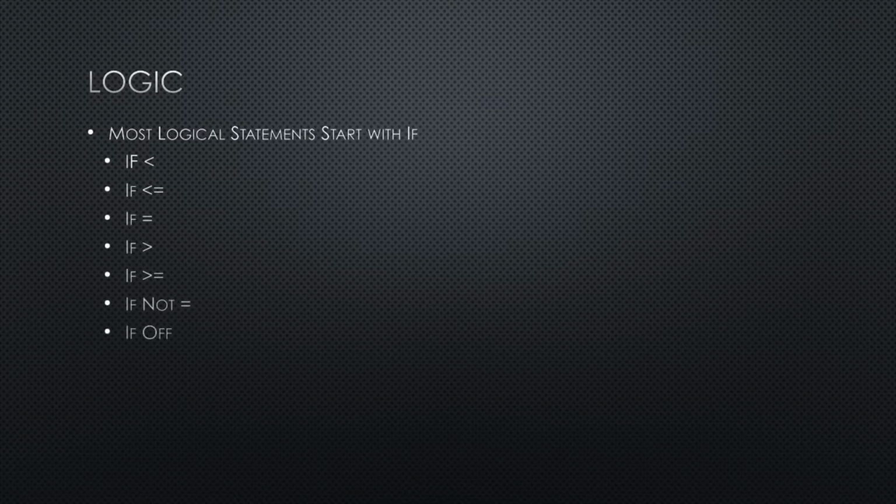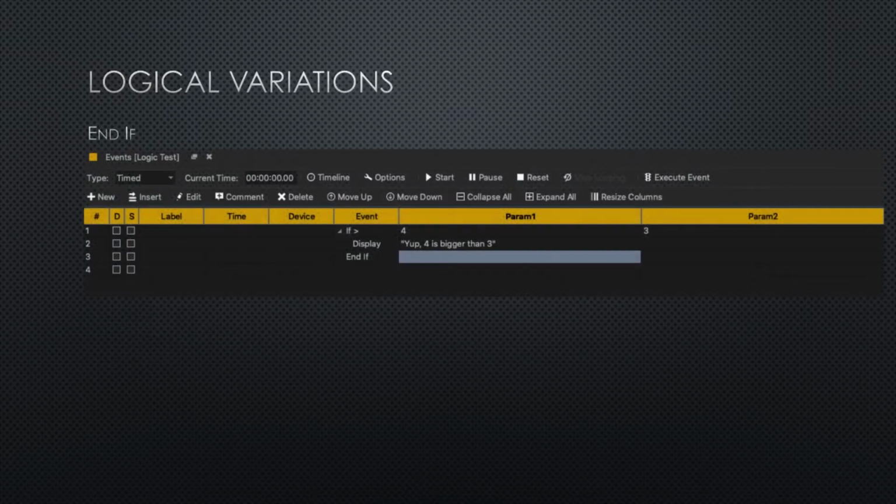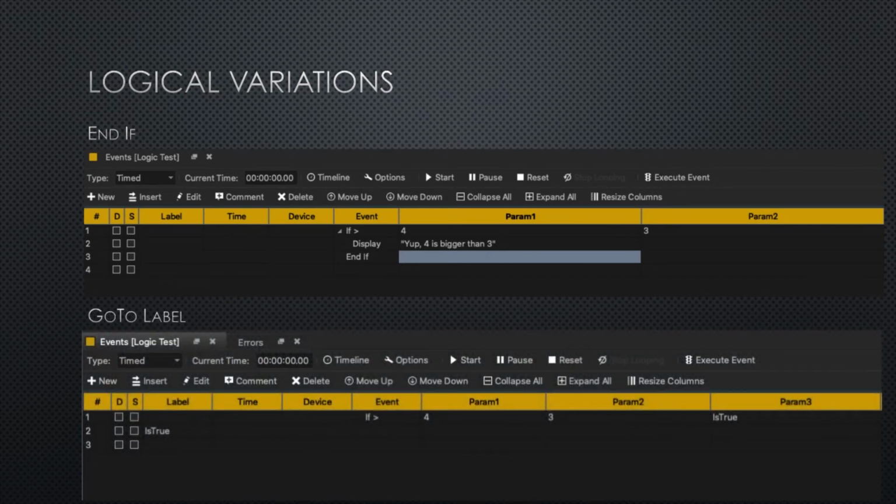Using each of these events works essentially the same, just comparing one value against another. Each has two variations, the end-if variation and the GOTO label variation. In the end-if variation, you can run as many statements as you want inside the conditional logic, and they'll only be executed if the condition is true. After your final event, you add another event called end-if, which ends the set of conditional statements.